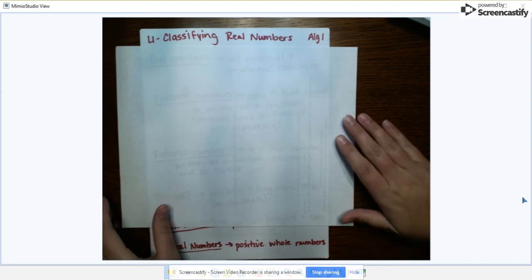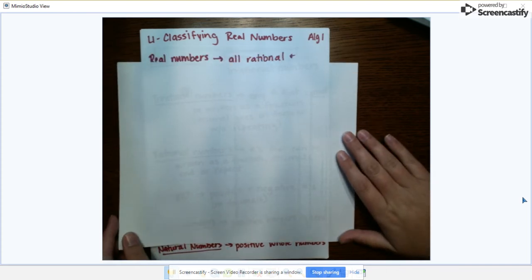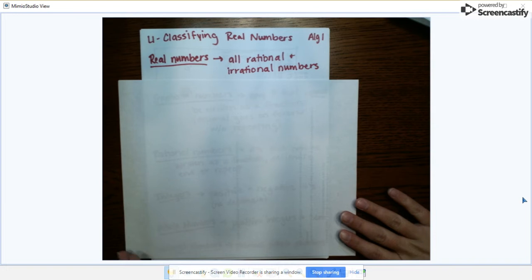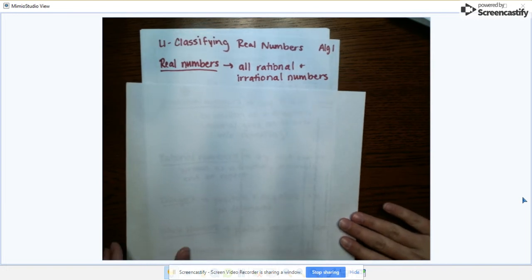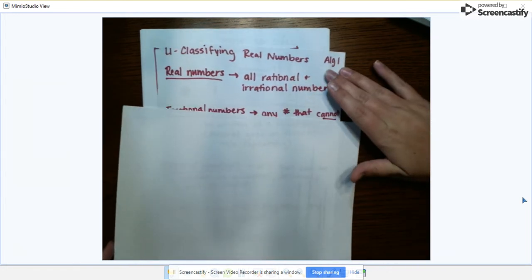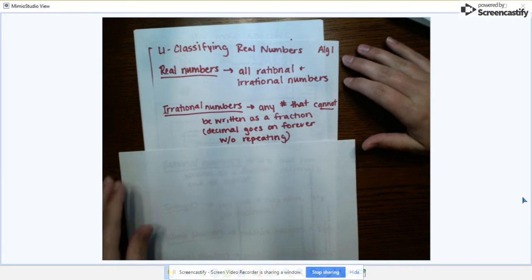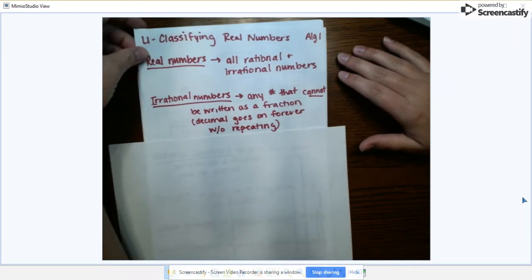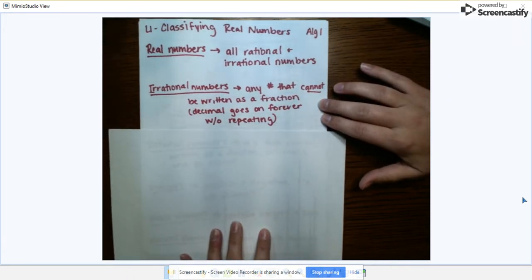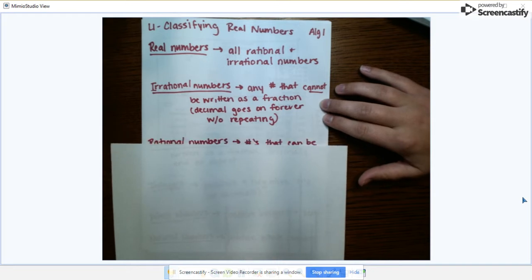Hey guys, today we're going to classify real numbers. So a real number is any rational or irrational number. An irrational number is a number that cannot be written as a fraction, which means that it has a decimal that goes on forever, and that decimal doesn't repeat.